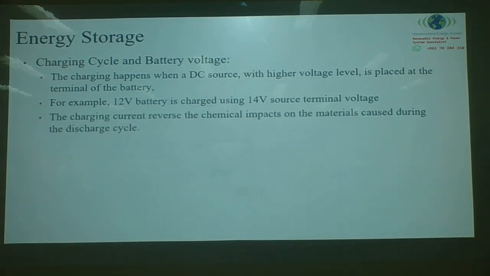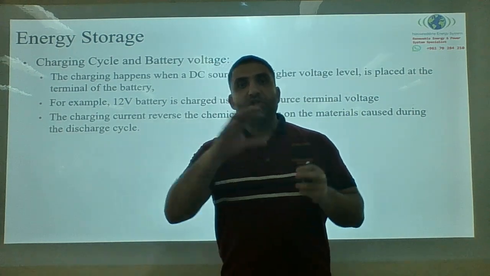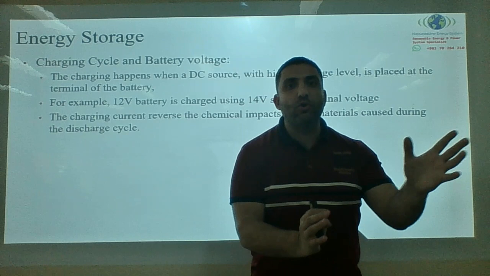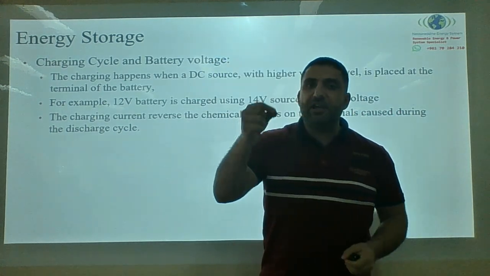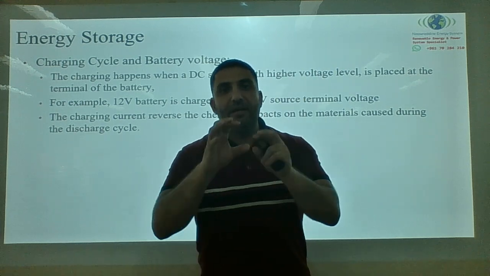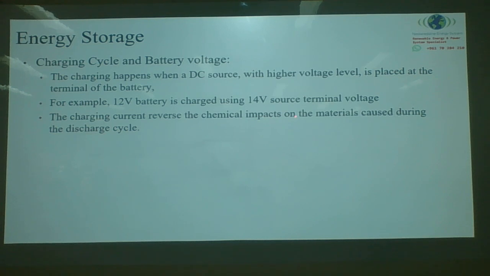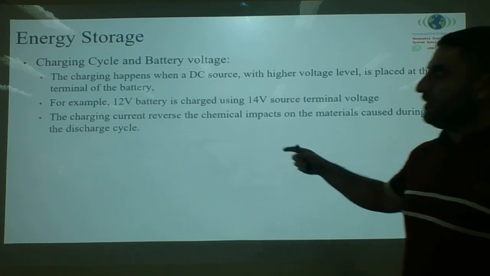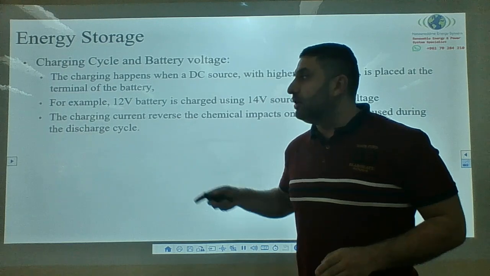Now, the charging current reverses, as we spoke before. When you charge the system, it will reverse the chemical reaction and restore things to maybe 98%, 99%, let's say 99.5%, depending on the system. So the charging current reverses the chemical impact on the material caused during the discharge cycle. If I could reverse 100%, the battery would last forever. But it's not possible.